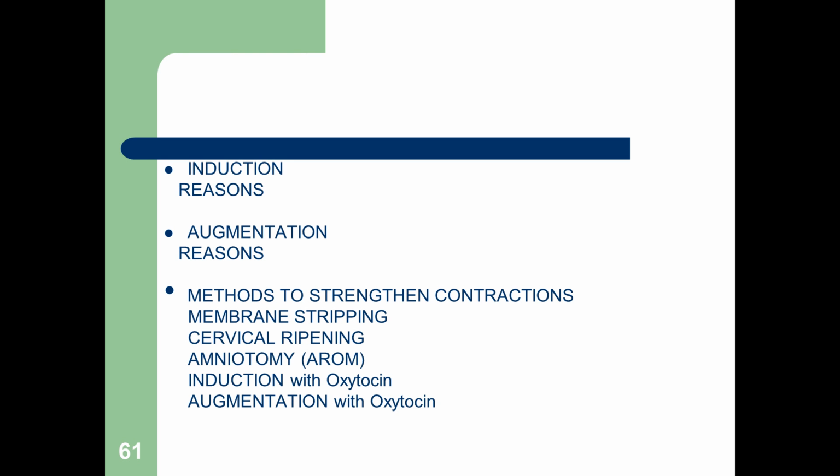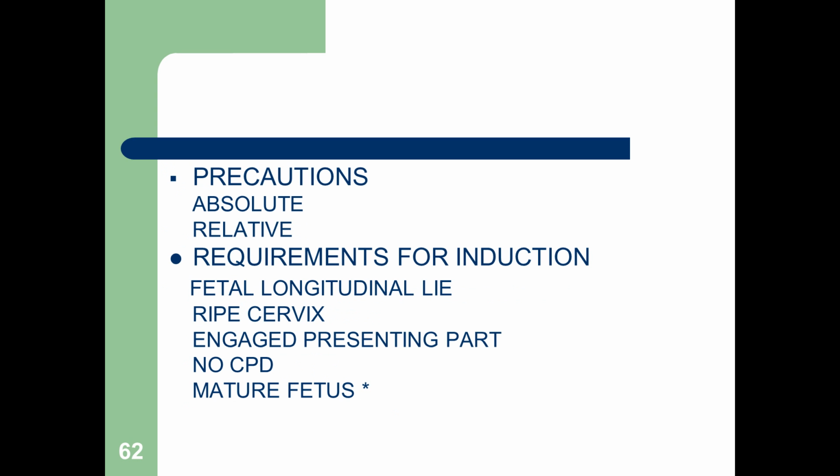Methods to strengthen contractions: membrane stripping, cervical ripening, using either Cervidil or Cytotec. Amniotomy, where they artificially rupture the membrane. Sometimes that helps get labor started. Induction with oxytocin, Pitocin. Augmentation with oxytocin, Pitocin. Okay? Precautions. Certainly, the procedure increases risk of uterine rupture, decreased fetal blood supply, and premature separation of the placenta. It is used cautiously.